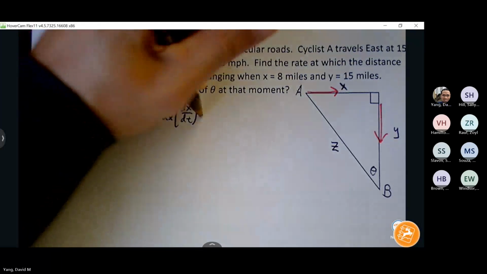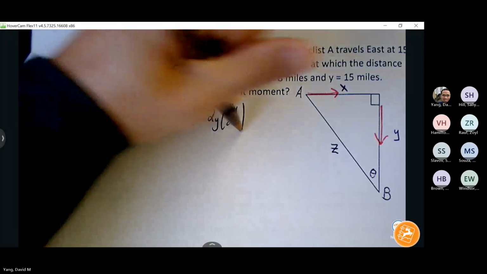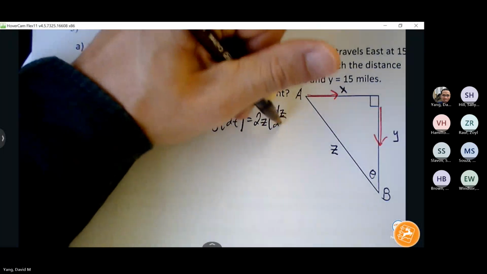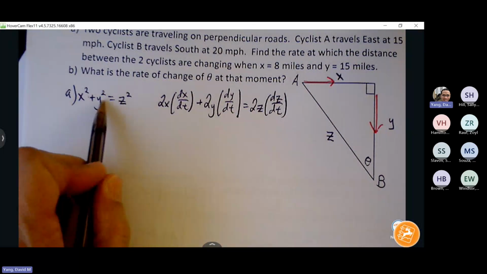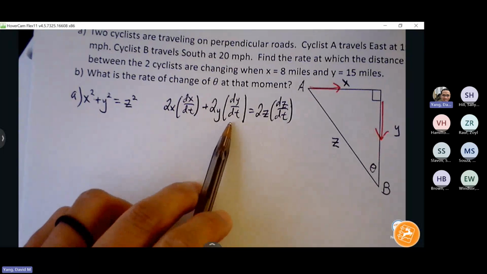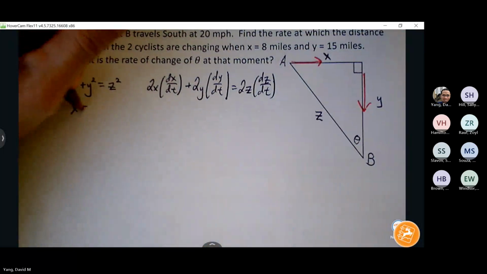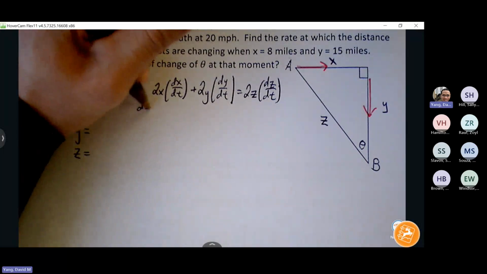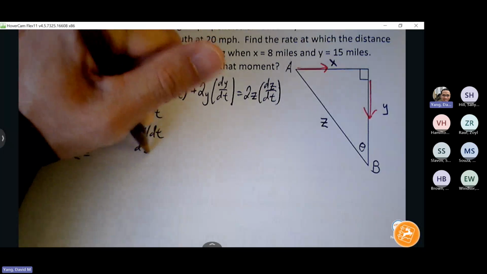Derivative. With related rates, we find the derivative of each variable or each term. And as soon as we find the derivative, we're going to attach a d over dt for that variable. Let's go ahead and list out all the variables that we have to make sure we include and involve.